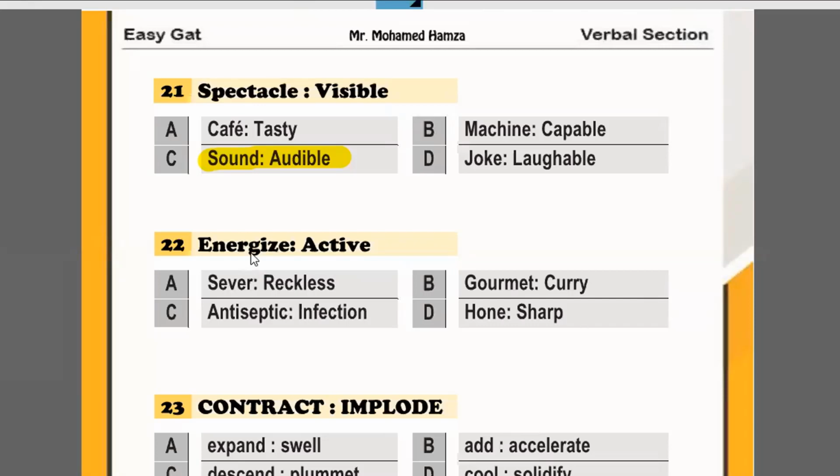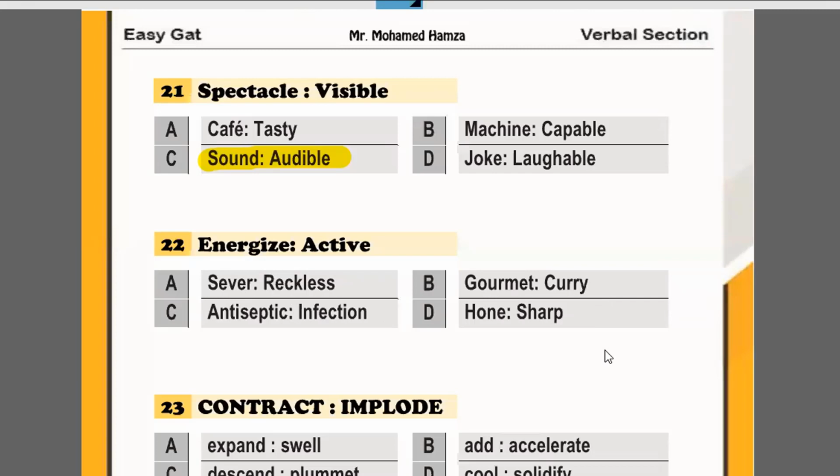Energize and active. Is it A? So here is a mistake, sorry, a spelling mistake. Severe is an adjective or a verb? Adjective. Energize is an adjective or a verb? It's a verb. As I told you, one of the first stages to answer any question is to look at the part of speech, because it will be tricky sometimes. So severe, reckless, it's not a verb, it's an adjective.